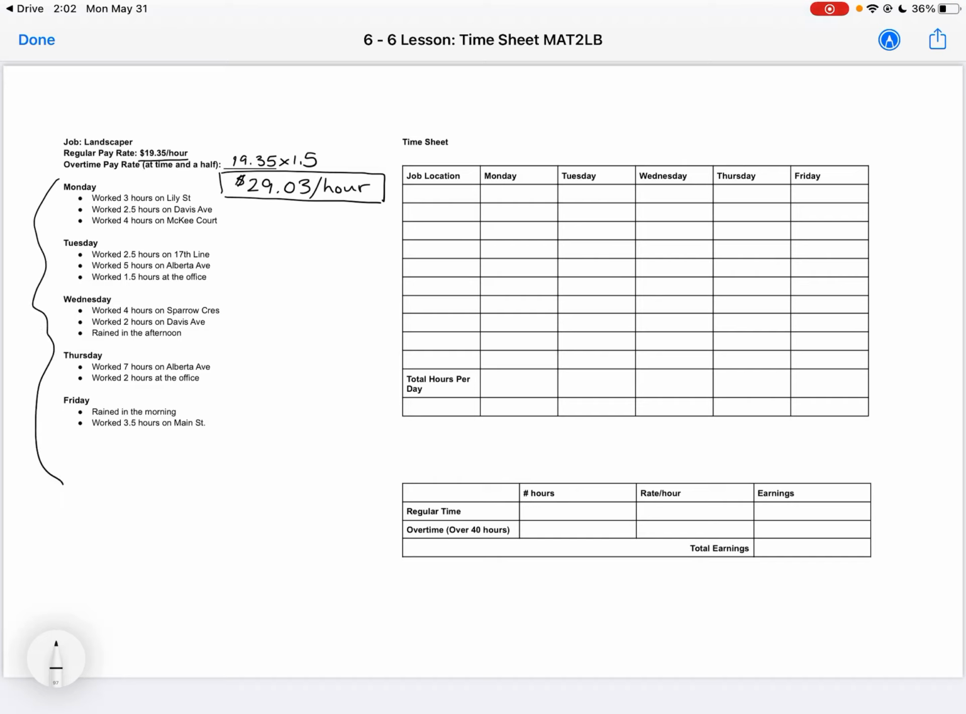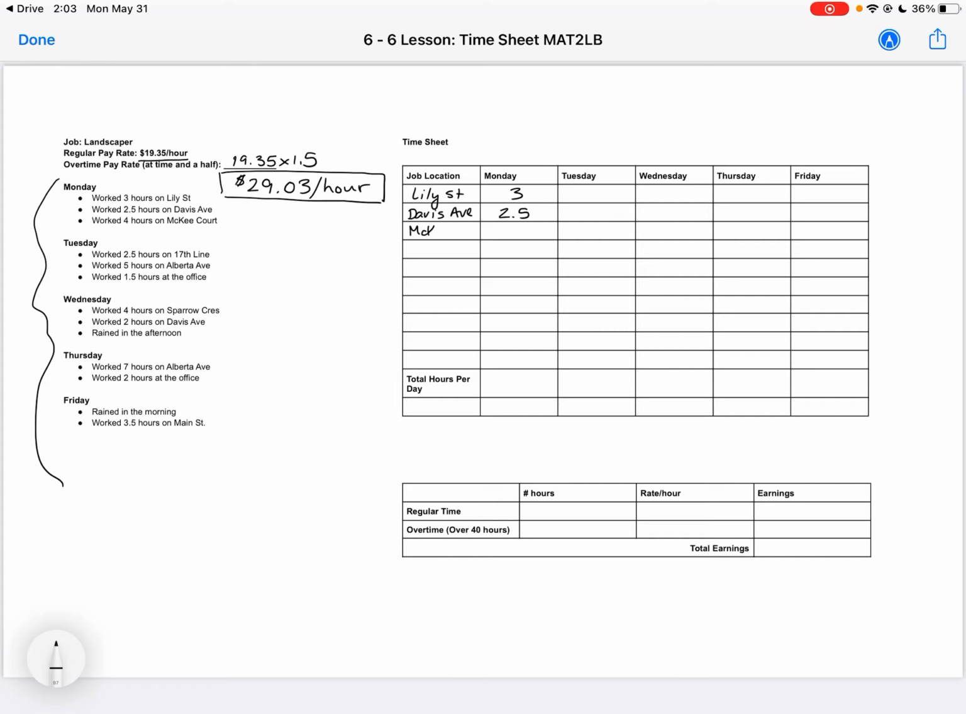These bullet points down here tell us where and for how long the landscaper worked during the week. So that's what I'm going to fill in on my timesheet. I'm going to start with my Monday jobs. I've got Lily Street first, and I worked there for 3 hours on Monday. The next thing I did on Monday was on Davis Avenue, and I worked for 2.5 hours there.